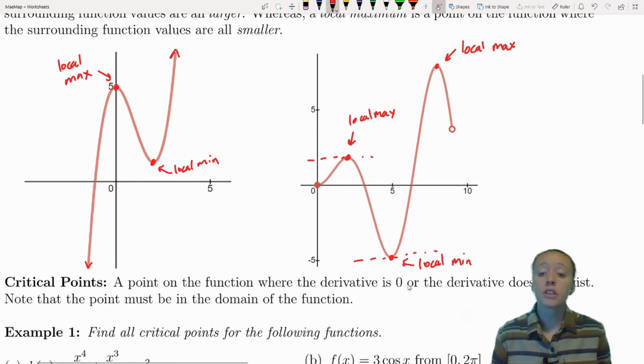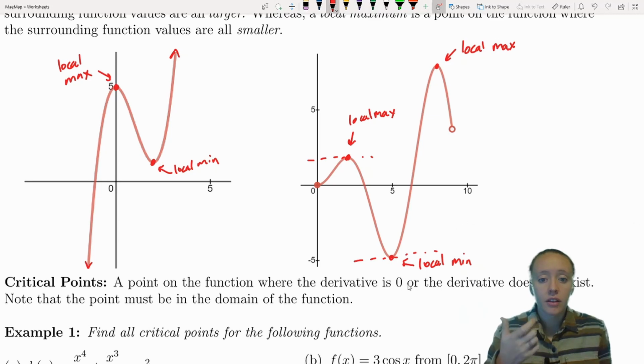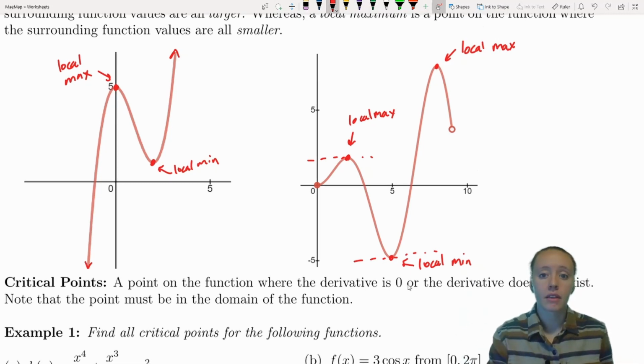And again, I want to note that for a critical point, when that derivative is equal to 0, if the x value that makes the derivative 0 was not in our original domain, meaning that it made our function undefined, then we are not able to use that as a critical point. So x needs to be in the domain in order to be a critical point, and then if it is in the domain, if the derivative equals 0 or the derivative doesn't exist, we know we have a critical point.